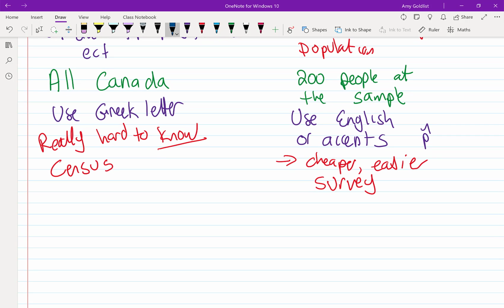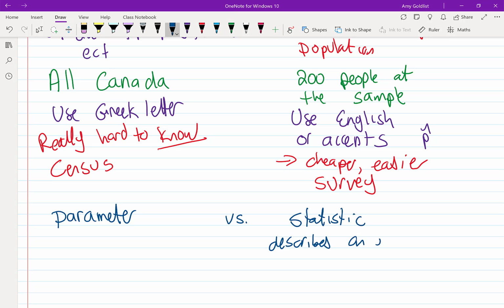When we start to talk about the statistics, or the items that kind of identify it, in a population, we call that a parameter. And in a sample, we call that a statistic. This is where it does get confusing because statistics is the name of the field, but a statistic is something that describes an element. So it's an element of the sample, while a parameter describes an element of the population.